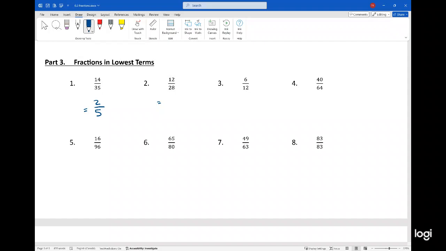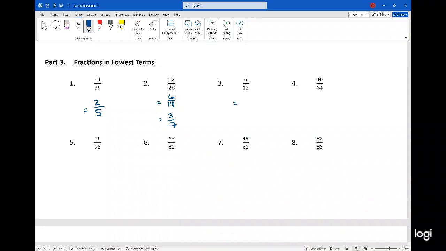So 12 out of 28 could be 6 out of 14. That's dividing top and bottom by 2, but now I make the observation that I can divide both of those by 2 again to get 3 out of 7. And 3 and 7 happen to both be prime numbers, so there's no way that they're going to have any common divisor. Now, if you just saw that it was divisible by 4 in the first place, then by all means, do the division by 4.